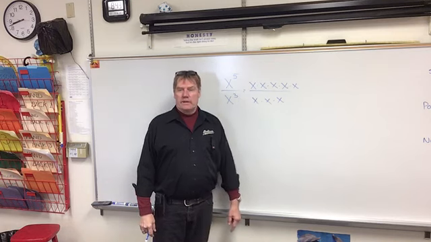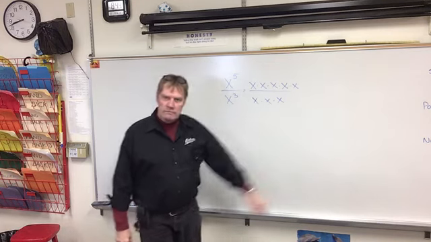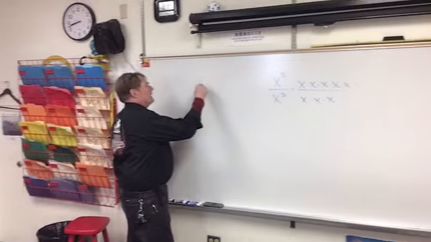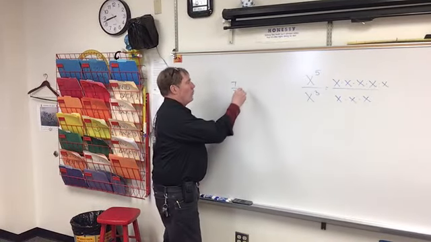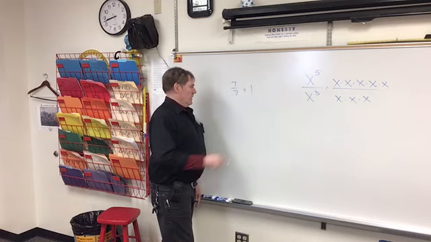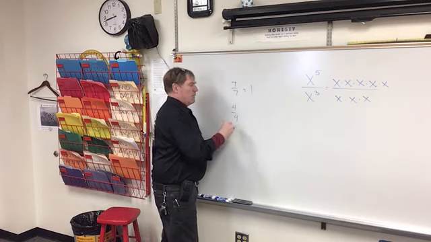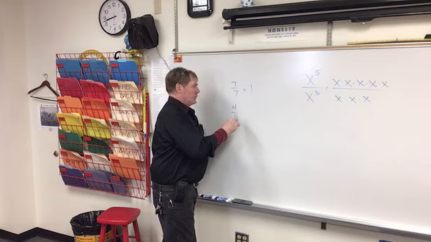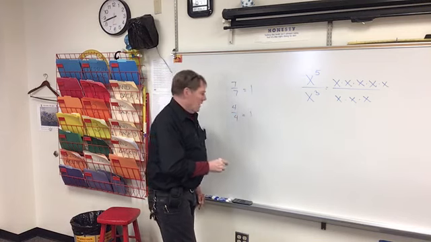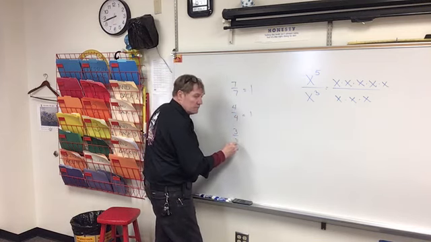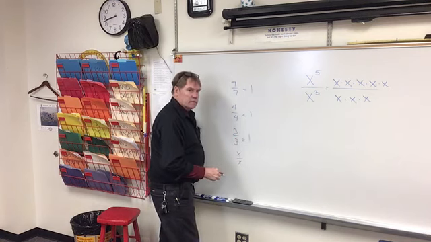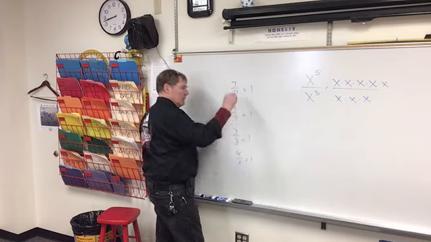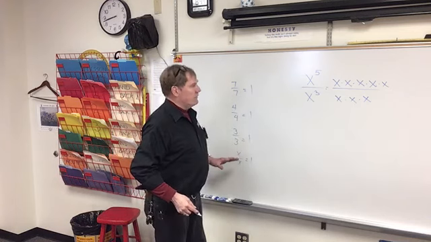Any number over itself is 1. It cancels out. What is 7 over 7? I don't know. Well, how many 7s are there in a 7? 1. 4 over 4, 4 fourths. I have 4 things out of 4 things. Don't I have one whole thing? Okay, 3 out of 3 is what? You're right. X over x is what? No, it's not x. No, 1. See the pattern? Any number over itself is 1.